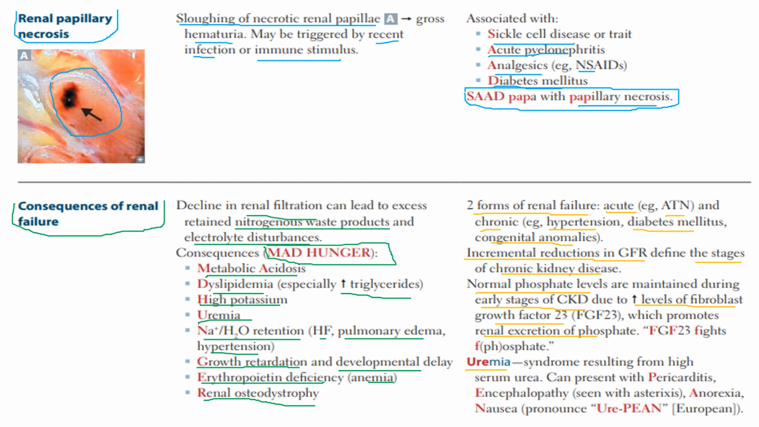Uremia is a syndrome resulting from high serum urea, and can present with pericarditis, encephalopathy, anorexia, and nausea. You can remember it by the mnemonic UREPEAN, which sounds like European. U for urea, P for pericarditis, E for encephalopathy, A for anorexia, and N for nausea. So UREPEAN sounds like European.